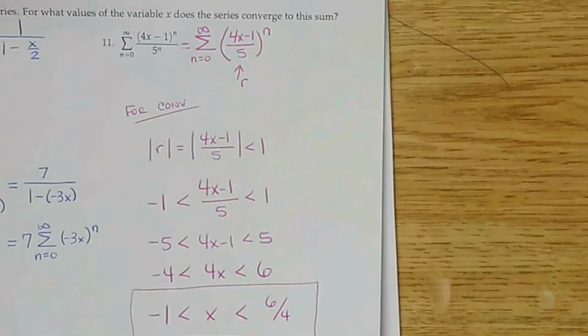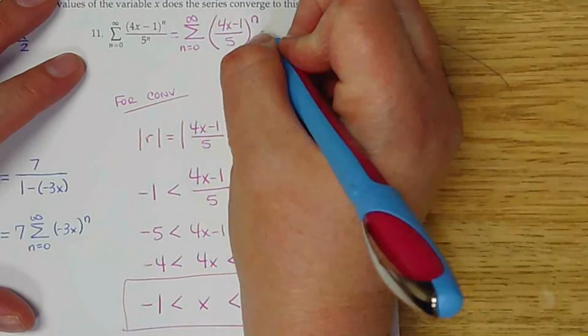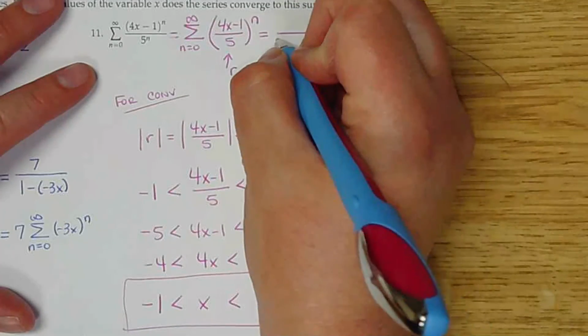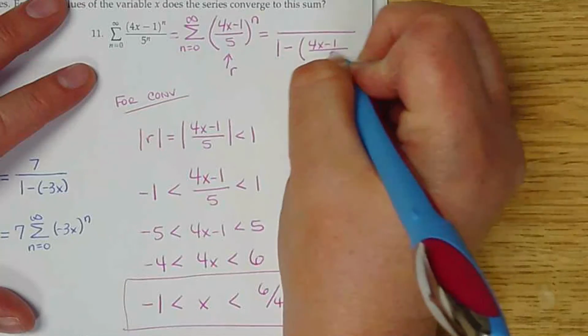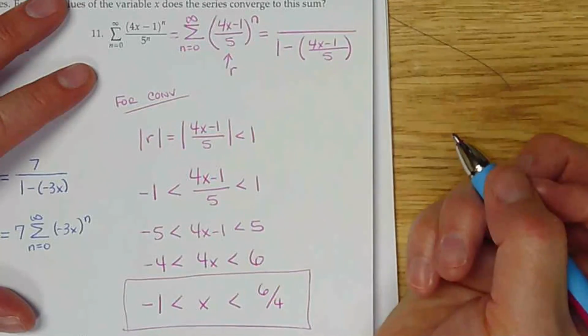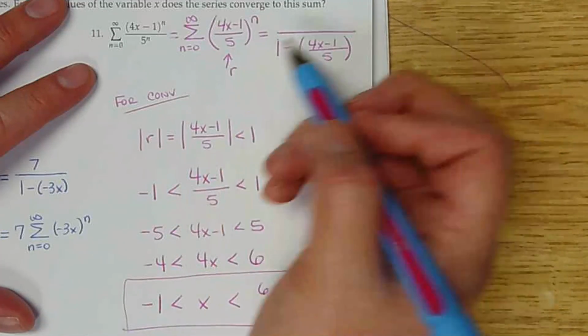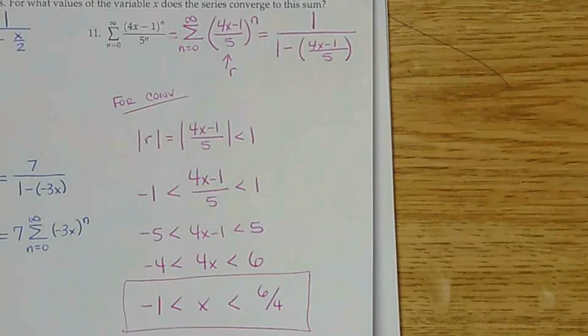And what it's going to converge to, so I know my denominator is 1 minus r, so I get 1 minus the quantity 4x minus 1 over 5. And then the first term is going to happen when n is equal to 0, and anything raised to the 0 is 1. So this will sum to 1 over 1 minus the quantity 4x minus 1 over 5.